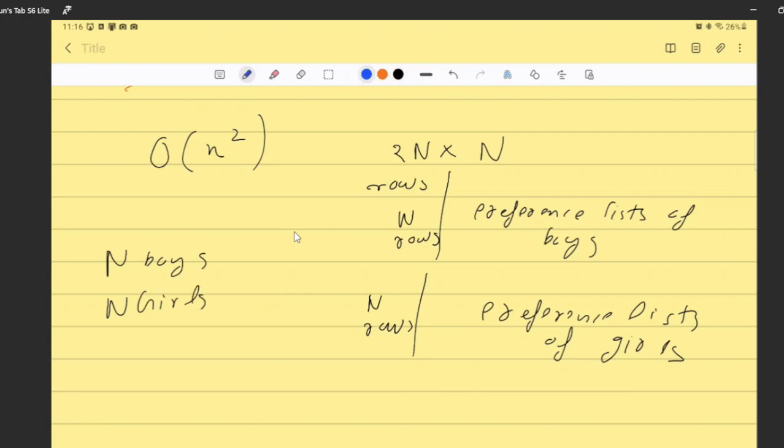Now let's understand the time complexity here. Each boy will have n girls in his preference list. What the algorithm does is that at each iteration the men will eliminate one woman from their list, and since there are a total of n men, this process will happen n square times. So in the worst case this process will happen n square times, so the complexity is n square.